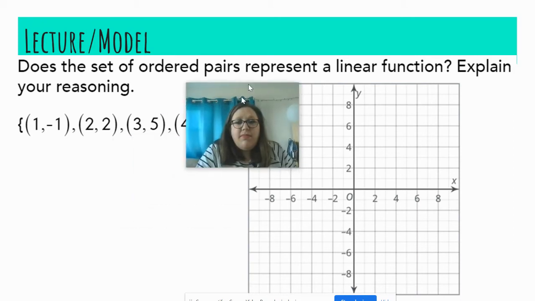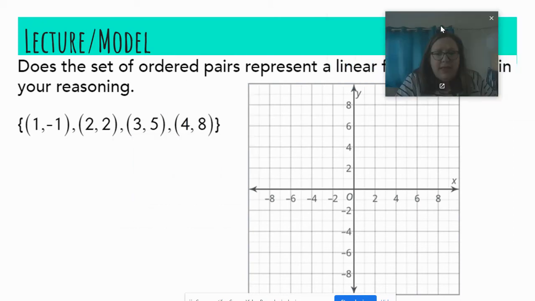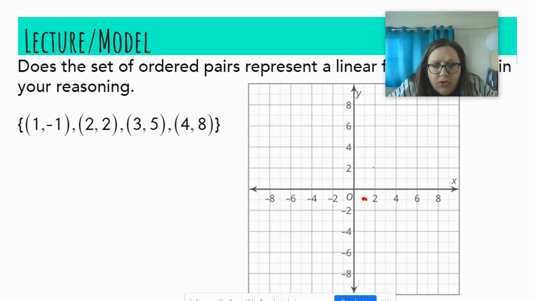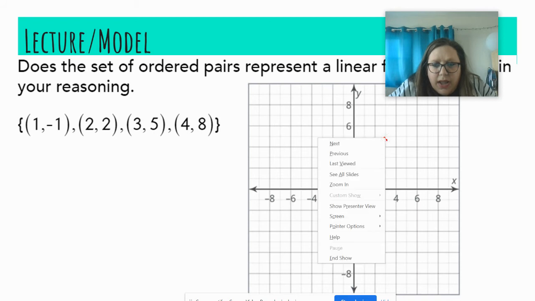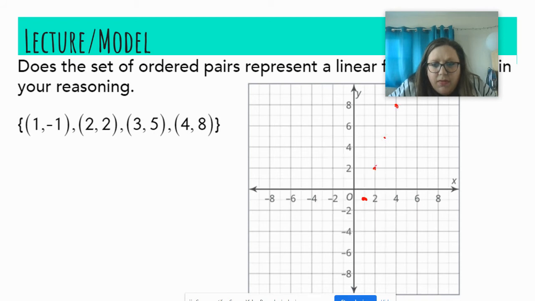Okay. Does the set of pairs represent a linear function? All right, let's see. 1, negative 1. 2, 2. 3, 5. And 4, 8. Let's check the slope. I'd go up 1, 2, 3 over 1. Again, 1, 2, 3 over 1. And again, 1, 2, 3 over 1.